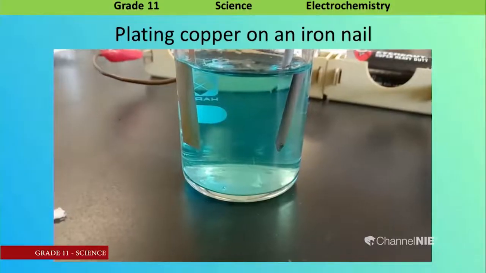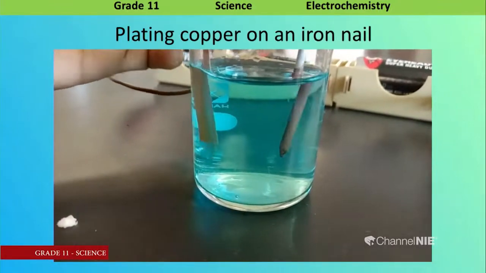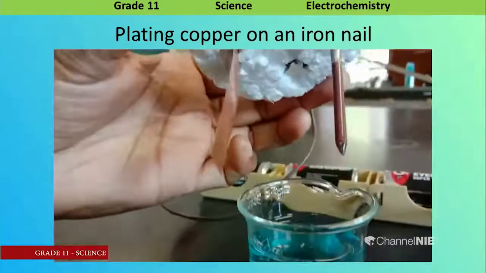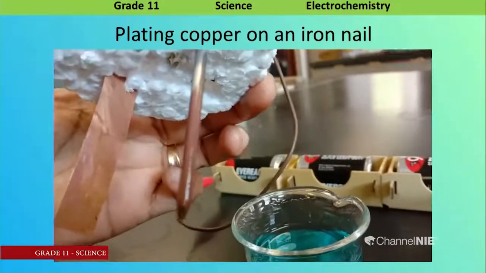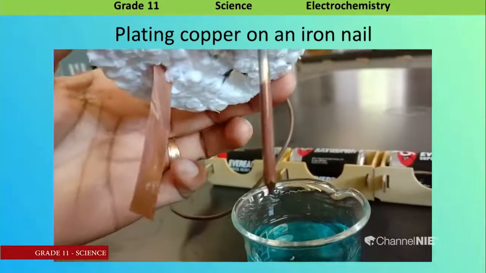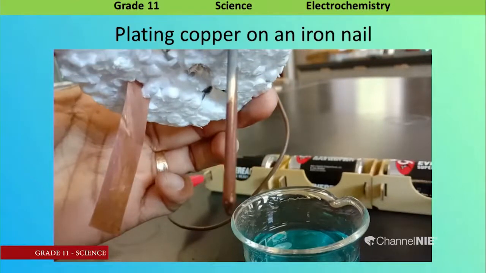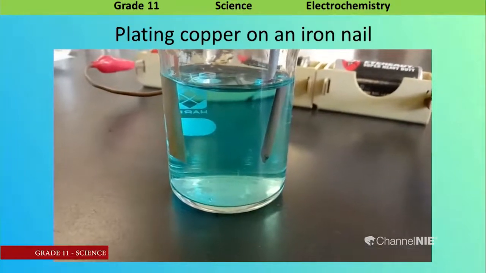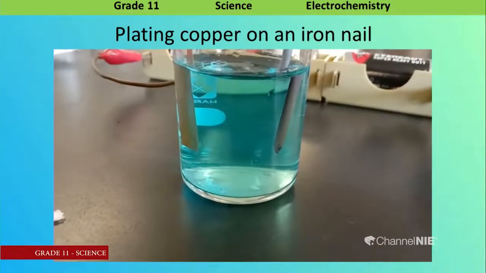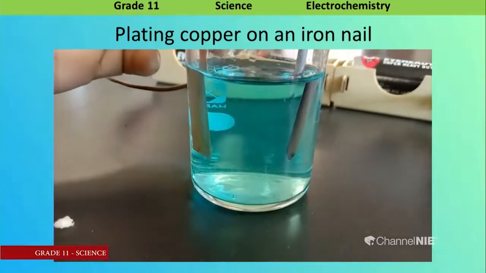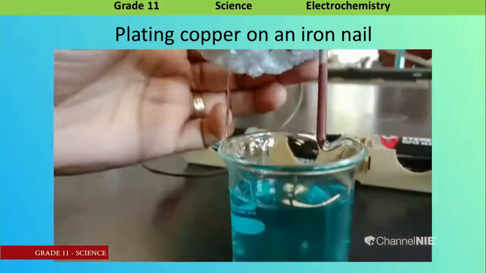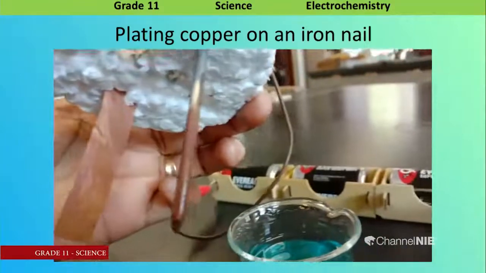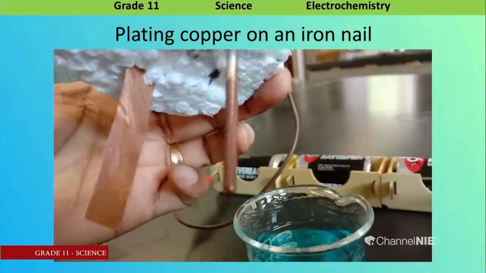Here, as the two electrodes, I have taken an iron nail and a copper plate. Here you can see how the metal copper is plated on the iron nail. I will play this again. See, the two electrodes are a copper plate and, as the cathode, an iron nail is placed, right? After a few minutes, you can see the iron nail has been plated with copper.